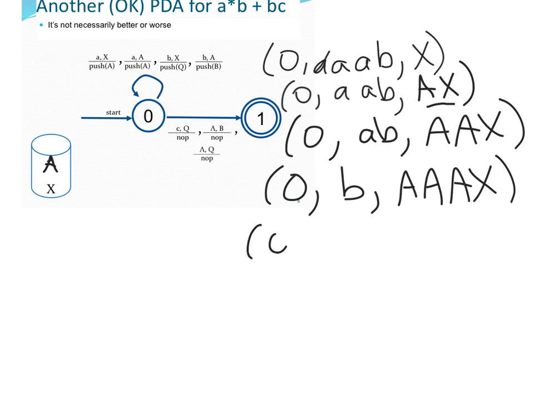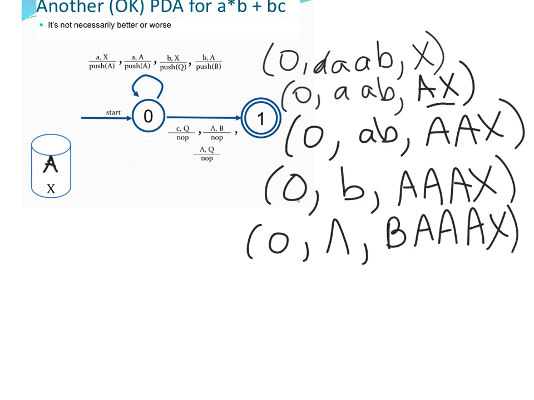So we are at state 0. Now we're down to lambda. We've used up all the letters in our string, and we're going to push a capital B on the stack. So it looks like this. And now, since we have a string that's lambda, we can ask, is state 0 an accept state? And the answer is no, 0 is not an accept state. So that's not going to work for us.